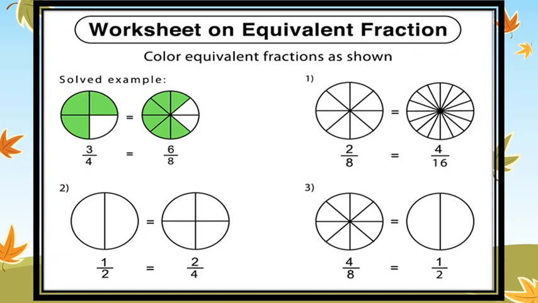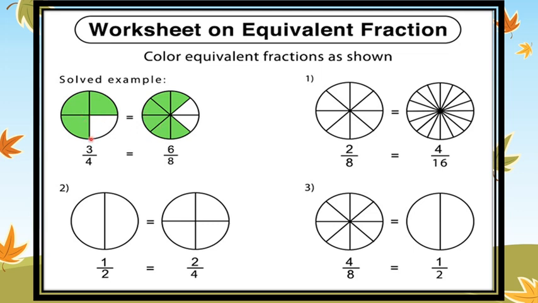Let's do one exercise on equivalent fractions. This is a worksheet, and the direction given here is to color equivalent fractions as shown. The first one is an example which is already solved for you. It says 3 upon 4. 3 is the numerator, 4 is the denominator. 3 upon 4 is equal to 6 upon 8. How? That is shown with the help of a figure.